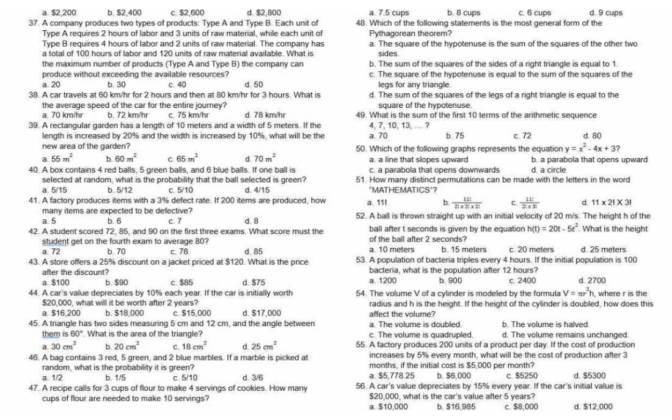40. A box contains 4 red balls, 5 green balls, and 6 blue balls. If one ball is selected at random, what is the probability that the ball selected is green? So the answer is letter A, 5 over 15. 5 is to 15.